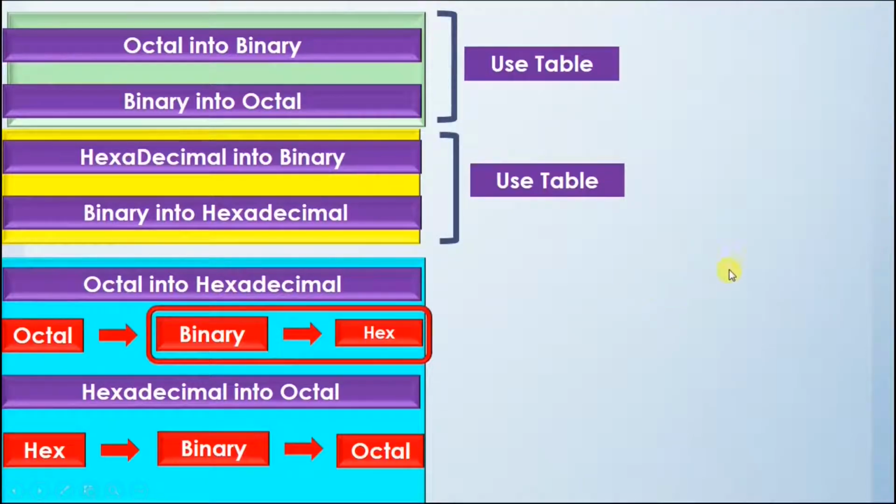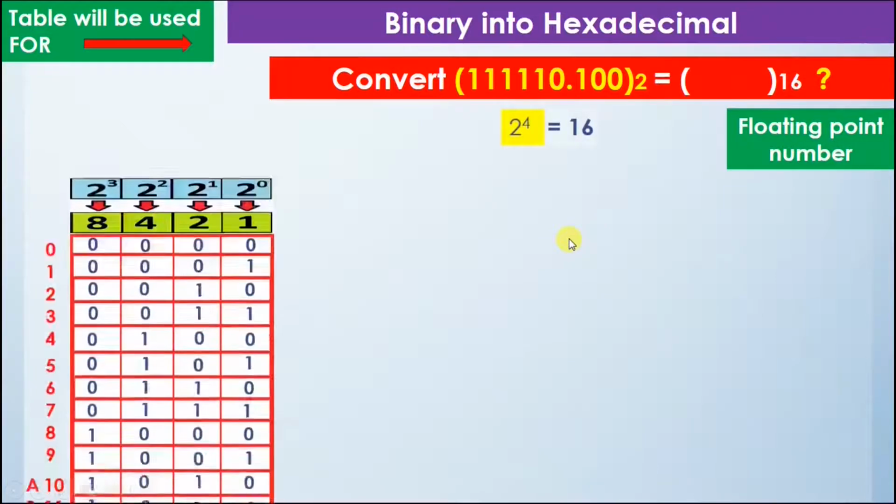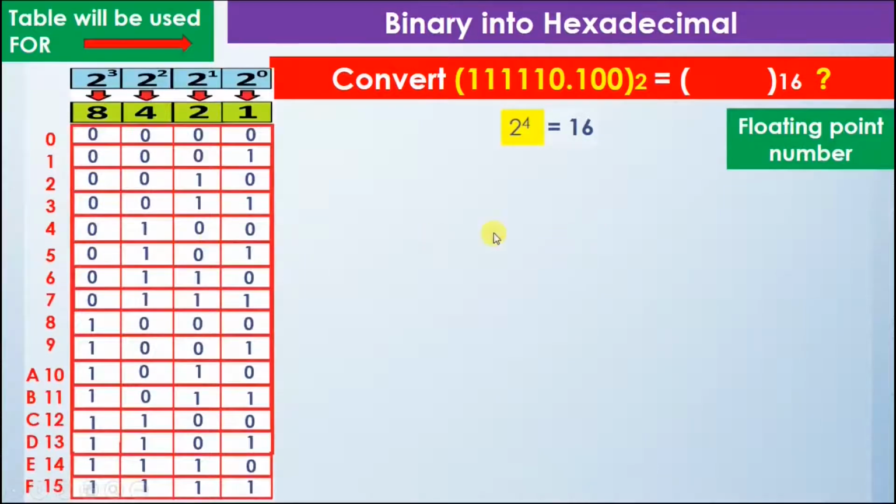Okay. So now we move ahead. So now we are going to convert binary into hexadecimal just like we did it previously. Alright. And in this example we are dealing with a floating point number. So we are given with an example 111.110.100 in binary, and we have to convert it into hexadecimal. So we know that 2 raised to power 4 is equal to 16. So we have that same hexadecimal table.